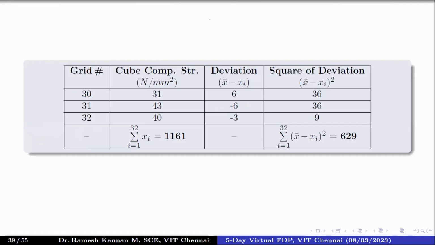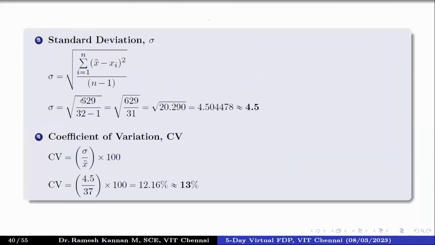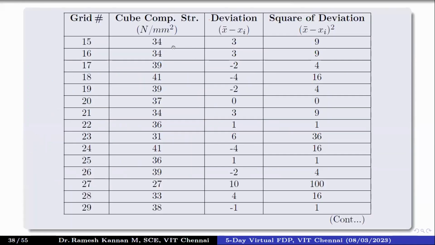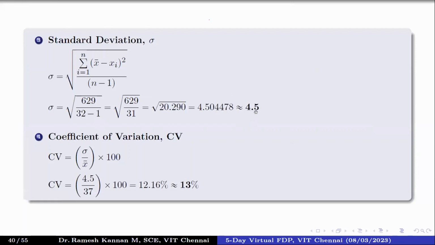So 629, which is the sum of all the squares of deviation, divided by 32 minus 1. It is not 32. It's not the population standard deviation. It's the sample standard deviation. When you take 32 minus 1, it will be 31. And if you take the square root of that, like root of 20.290, it will be around 4.5 standard deviation. So our results mean that each value differs from one another by about 4.5 Newton per millimeter square. So that's the implication of standard deviation.